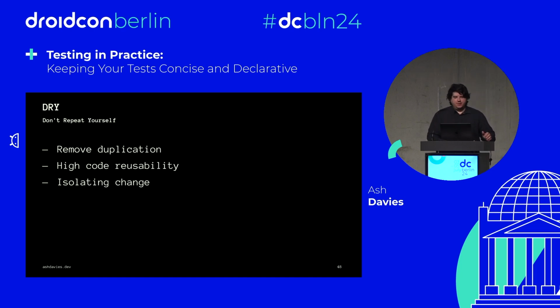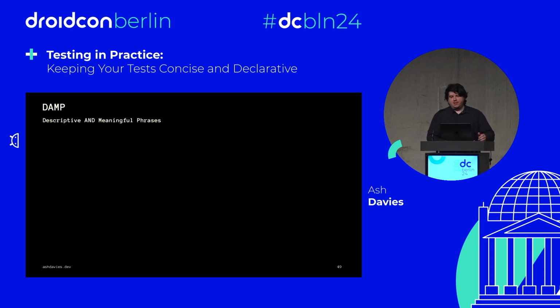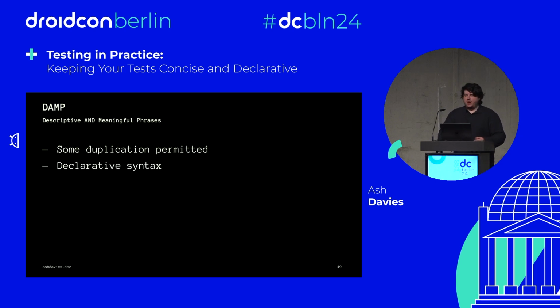And you compare that to DAMP, because developers really love acronyms. A little bit of duplication is allowed because it assists in readability. You have a bit more of a declarative syntax, which is more relevant for your use case. Think about DSLs in this case. And there's an emphasis on meaningful naming. Of course, you should always use meaningful naming, but the emphasis is here.